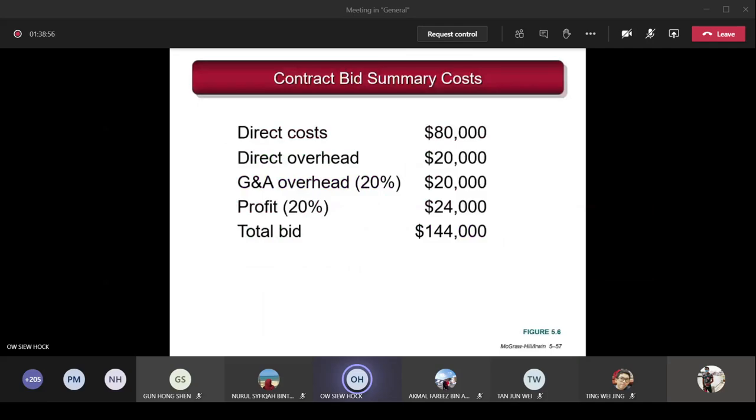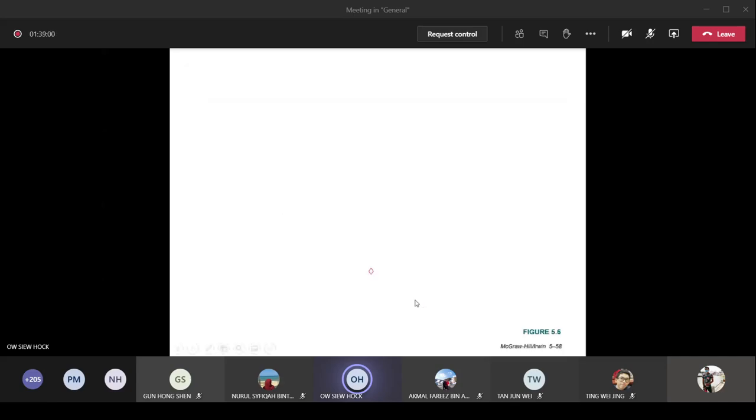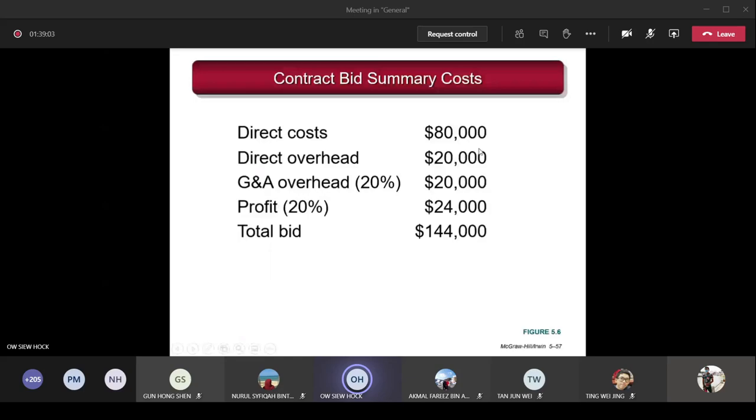So this is an example here. A contract, a project that goes for a bid, contract bid summary cost. Let's say the direct cost is $80,000, the direct overhead cost is $20,000, so the sum of this is $100,000. The G&A overhead will be 20%, so 20% of 100,000 is 20,000. You are going for a bid, it's a contract project, and of course you want to earn profit. You assign 20% of this, so you get 24,000. So the total bid will be $144,000.